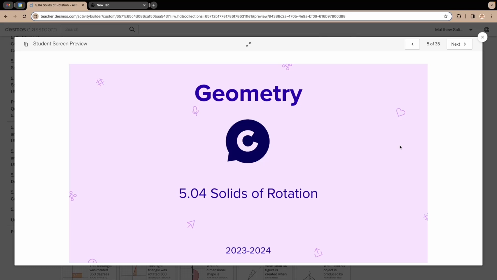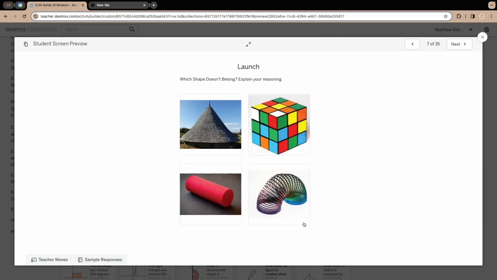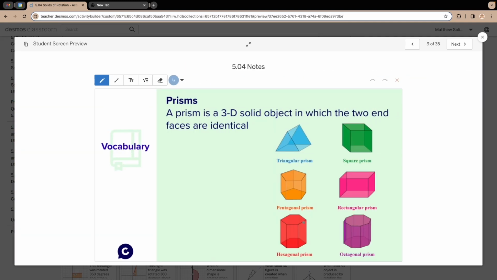Today in class, we started talking about 3D shapes. So some important vocab. And then we talked about spinning a 2D or a flat shape to make a 3D shape, a three-dimensional shape. So some quick notes.